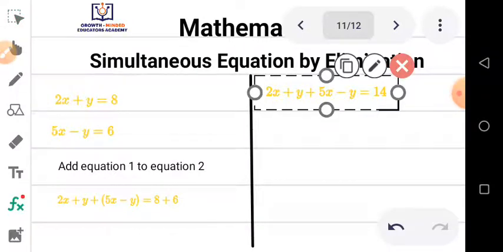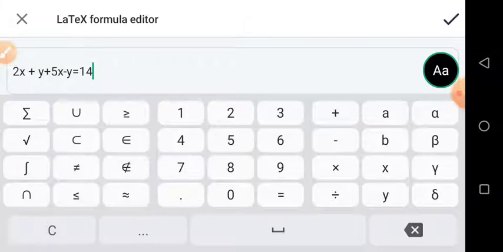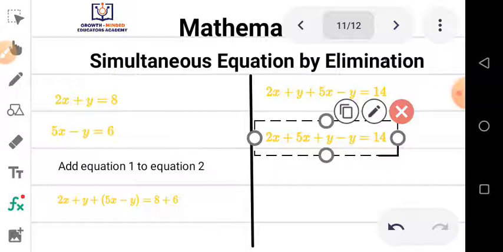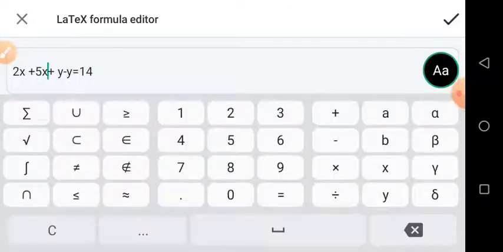Alright, then if you have to solve this now, we collect the like terms so that we can bring x and x together. Okay, so this will just be plus 5x and then plus y minus y. So we have 2x plus 5x plus y minus y equals 14. So if we are to solve this now, we simply have something like 7x. The y's will have cancelled each other, so we have 7x equals 14.